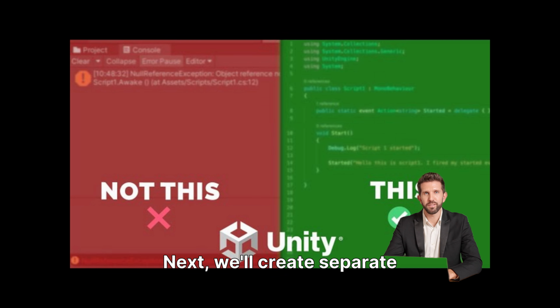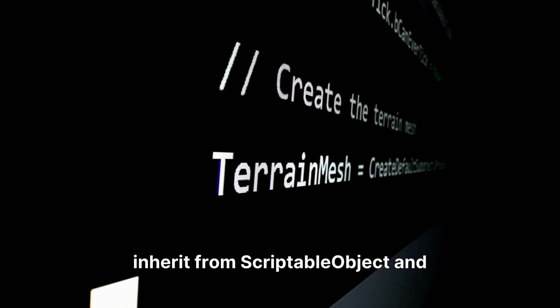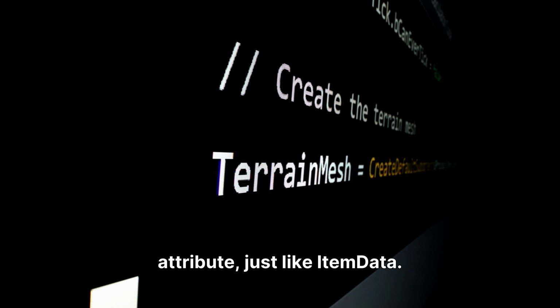Next, we'll create separate scriptable objects for our item modules, such as ScopeData, HandleData, and BarrelData. Each of these will represent a distinct component that can be attached to our base items, allowing for true modularity. This separation of concerns is vital for creating a flexible and extensible item system. Each module's scriptable object will inherit from ScriptableObject and have its own CreateAssetMenu attribute, just like ItemData.